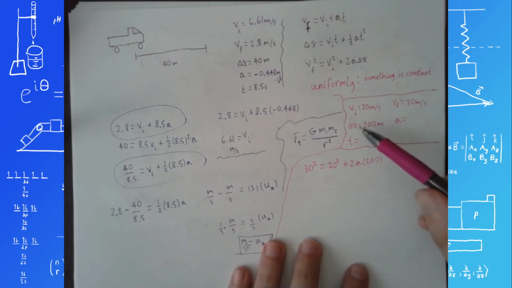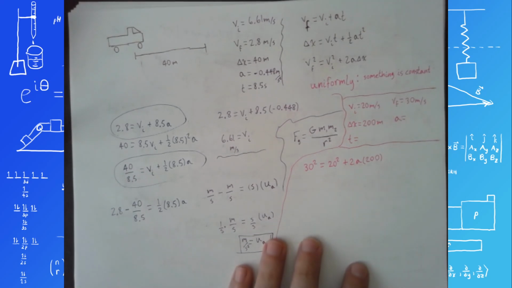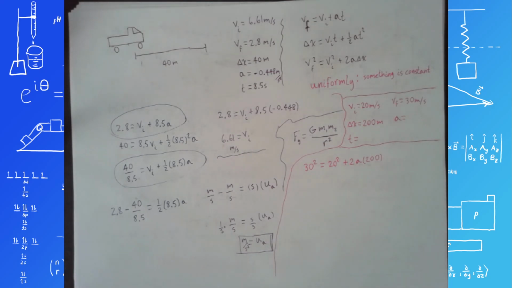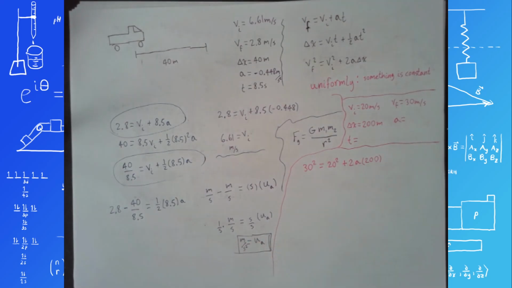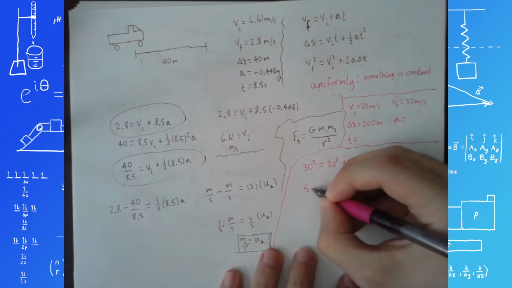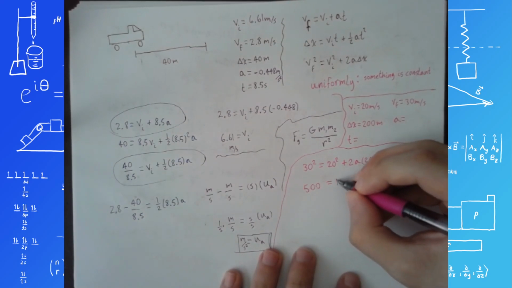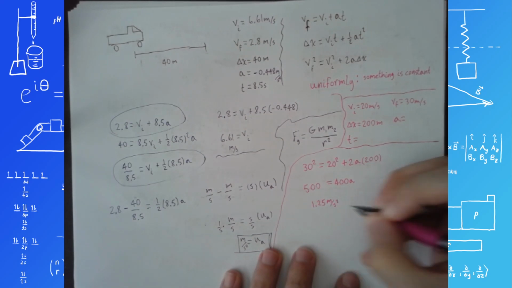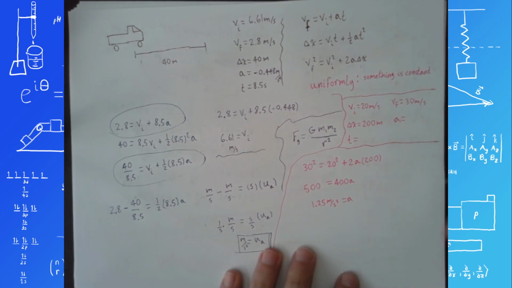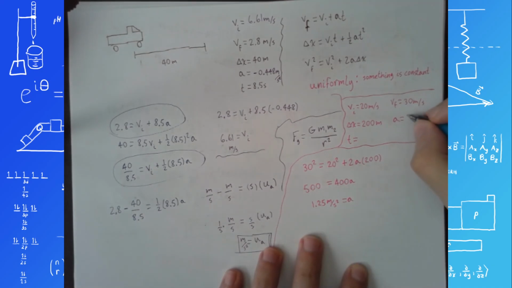I would expect the acceleration to be positive because velocity went up from 20 to 30. I expect acceleration to be positive since velocity went up. Okay, 30 squared is 900 minus 20 squared, that's 400. 900 minus 400 is 500. Equals 2 times 200 is 400, A. And divide by 400, and I get 500 over 400 is 5 over 4 is 1.25, and that should come out in meters per second squared for my acceleration. So 1.25 meters per second squared.